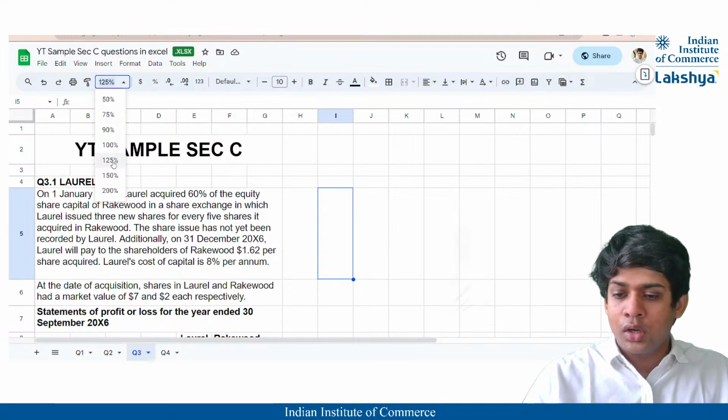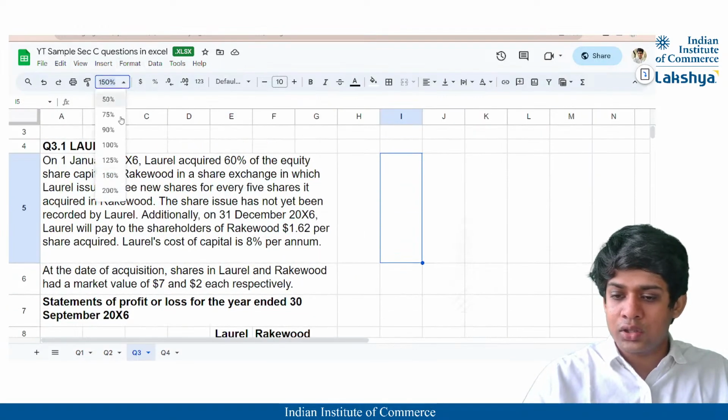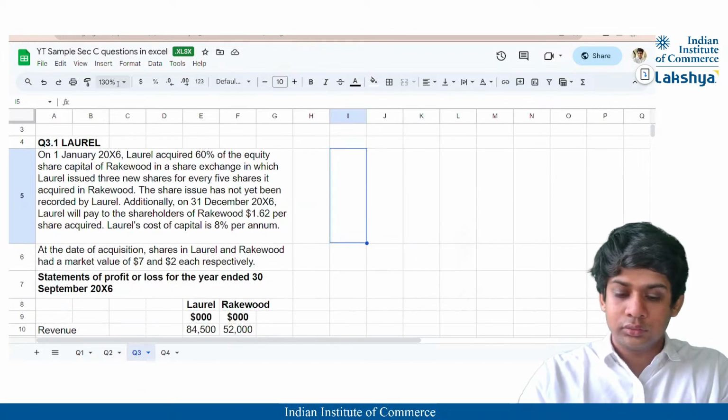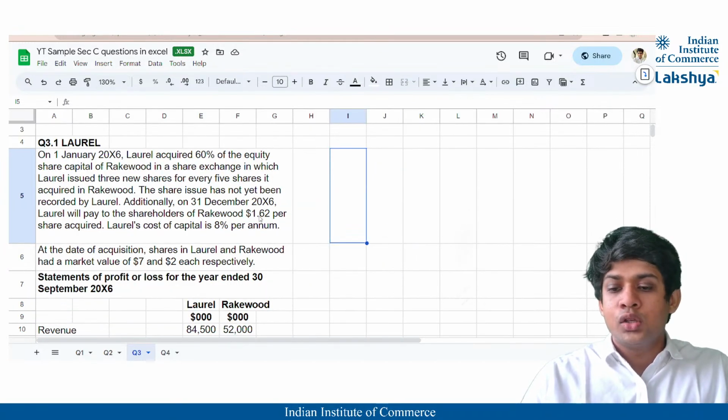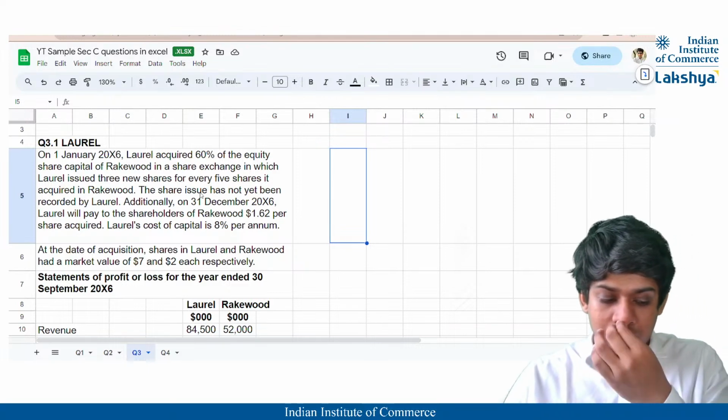that is nothing but Laurel Company. I'll just maybe maximize the size. I think this is too much. I'll keep it at 130%. Okay, yeah. So now let us understand this question and then accordingly solve it.